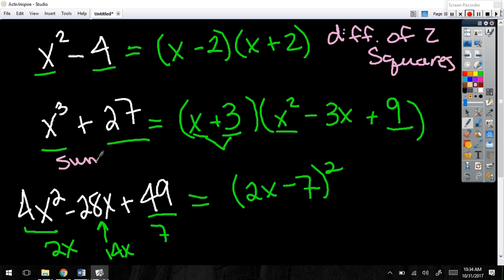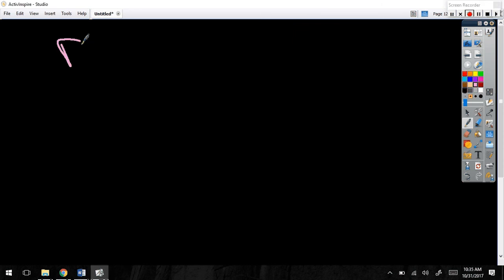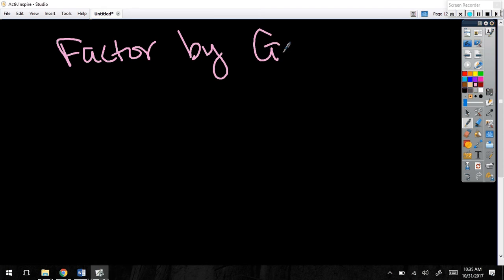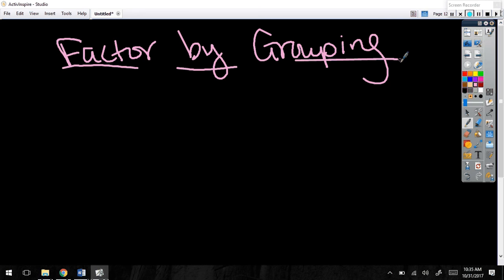This is a sum of two cubes. And this is a perfect square trinomial. You need to be quiet so you can understand. Factor by grouping. This is kind of like a double GCF problem, okay? This is the last pattern.